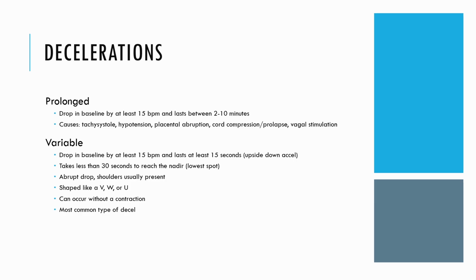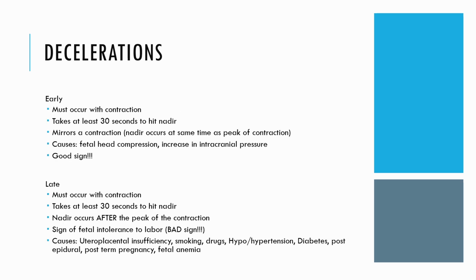There's something that are called shoulders that are usually present. Okay, and I'll show that in a couple slides here. Common shapes of the decels, since they're abrupt, they drop down fast, so it looks like a V, a W, even U-shaped. Variables can occur without a contraction, or they can occur with one, and again, it's the most common type of decel. The final two types of decelerations are early decels and late decels.